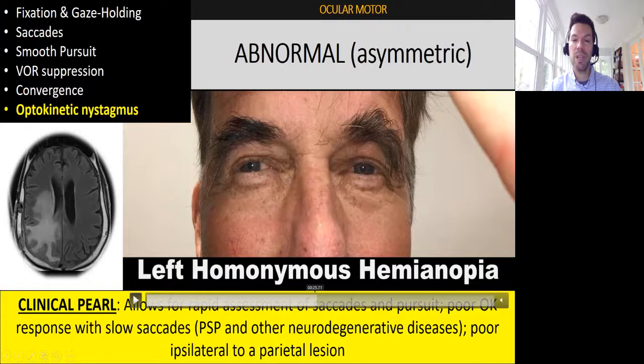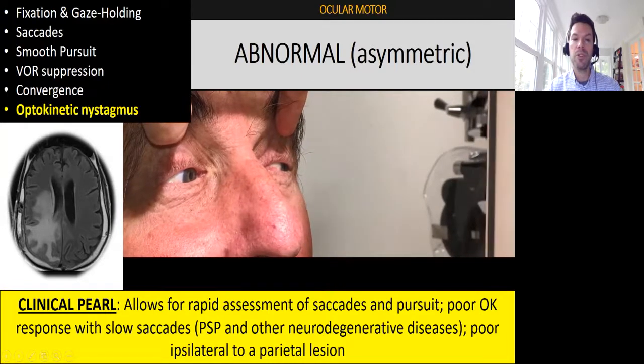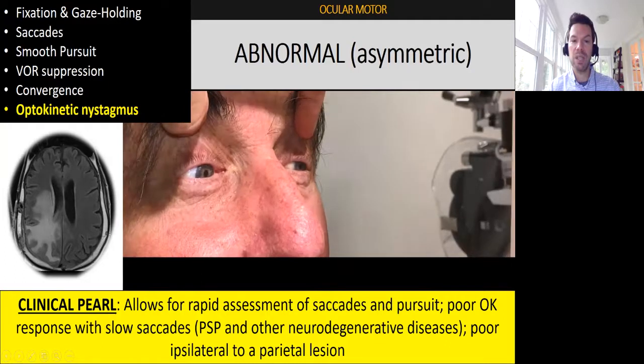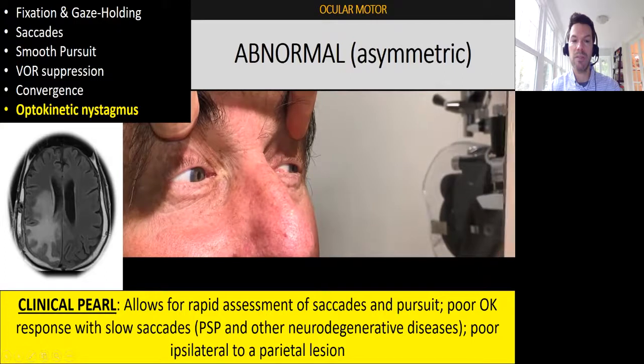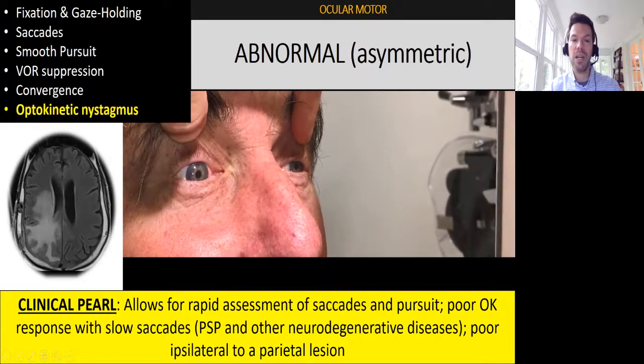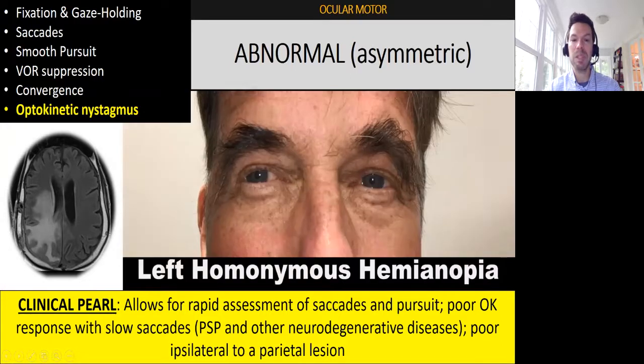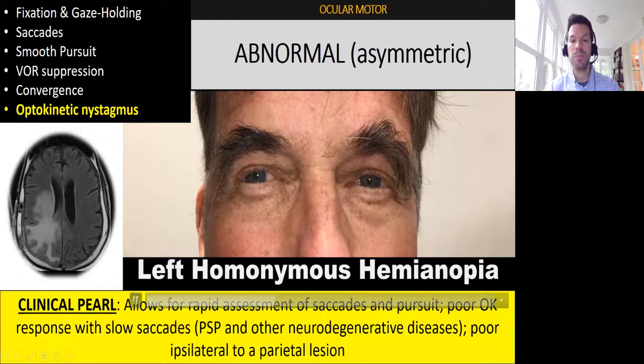And when the optokinetic stimulus went to the right side, this is to the left side, this is normal to the left side, normal to the left side, normal to the left side, and now drum to the right, and he can't generate any optokinetic nystagmus. This is due to his right parietal or ipsilateral parietal disease.